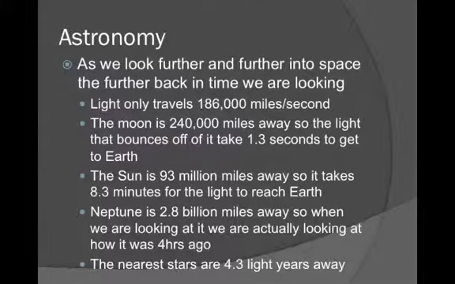To put it on a grander scale, Neptune is 2.8 billion miles away. So when we are looking at it, we are actually looking at what happened 4 hours ago. When we see Neptune in the night sky, we're seeing what Neptune was doing 4 hours ago. And Neptune is in our solar system. So can you imagine how long ago it must have been for these galaxies that we're observing, how long ago that light was being given off? The nearest stars are 4.3 light years away. So we are seeing what they were doing 4.3 years ago. If something changes, it's going to take a long time for us to see the effects here.